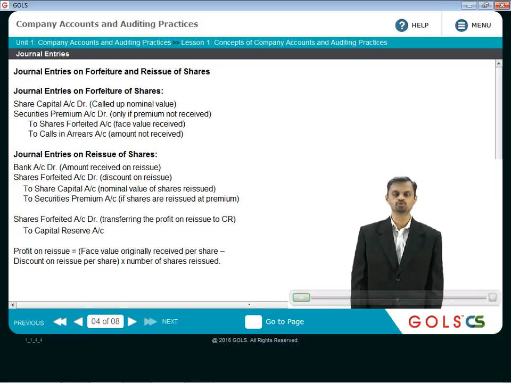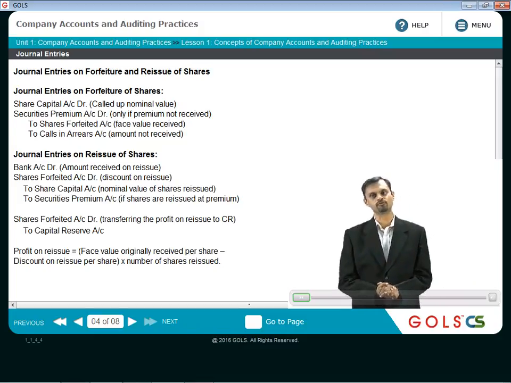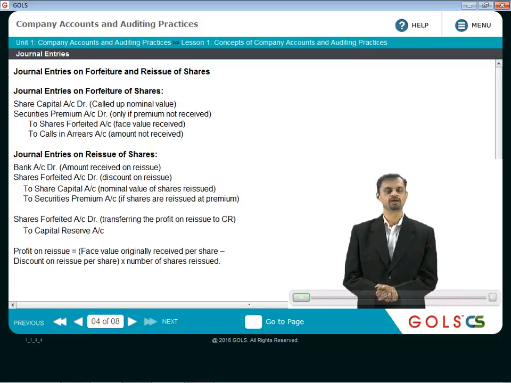Now at the time of reissue, there might be profit on reissue, which earlier I had explained to you. So the journal entry for that will be basically whatever is the profit on reissue. Currently it is sitting in shares forfeited account. Now you will transfer it to capital reserve account. So shares forfeited account debit to capital reserve account for transferring the profit on reissue to the capital reserve.